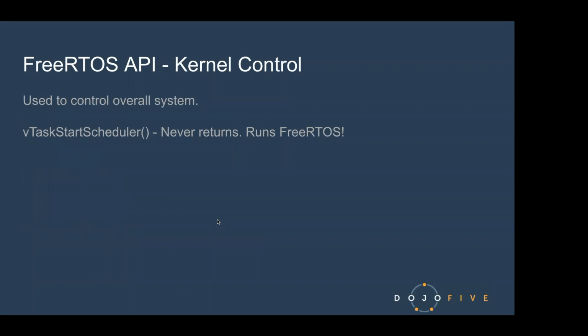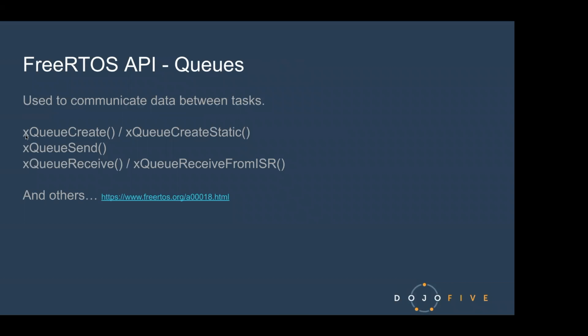Let's see, so kernel control. There's a number of other ones under the kernel control category, but almost the only one you'll ever use is this task start scheduler. We'll see that in the example code. In your main function, your code still has a main and it will run all the setup stuff, and then you call this and this should never return. At that point, FreeRTOS takes over. So not a lot, and you can see it returns void. Nothing you really do other than call it, and FreeRTOS starts going.